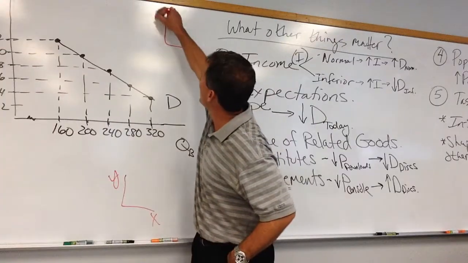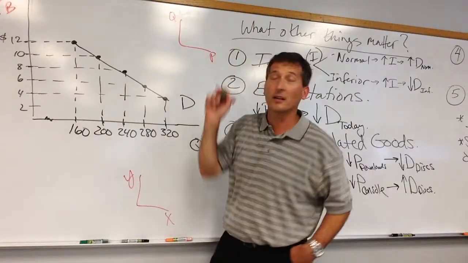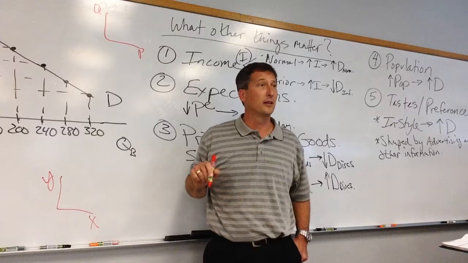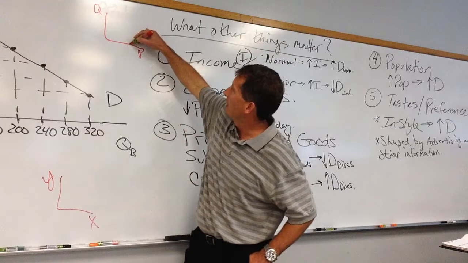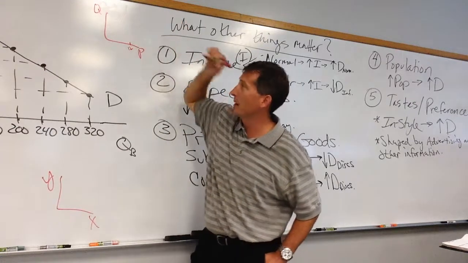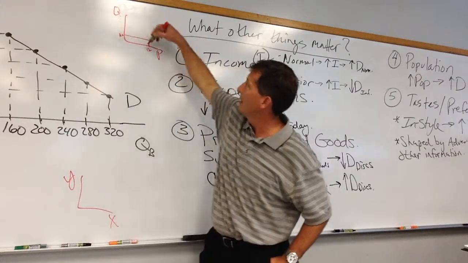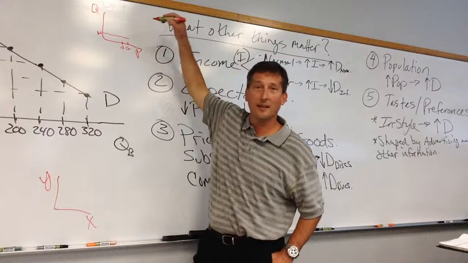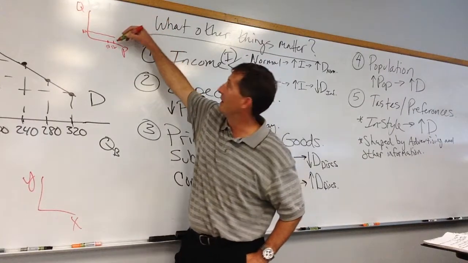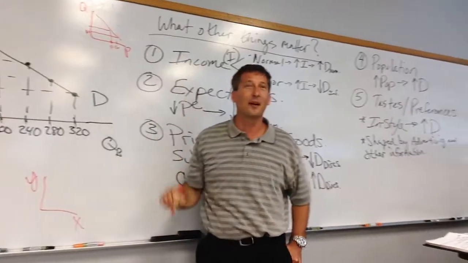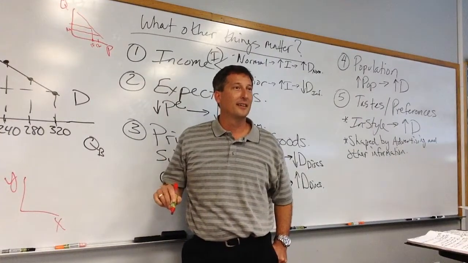If I were to draw quantity here and price here, what would it look like? Would it go upward sloping? Yeah, upward sloping. Let's try it. Here's $12. How many are we going to do? 160. That's the same thing. $10. Ooh, yeah. Look at that. It would actually look the same.